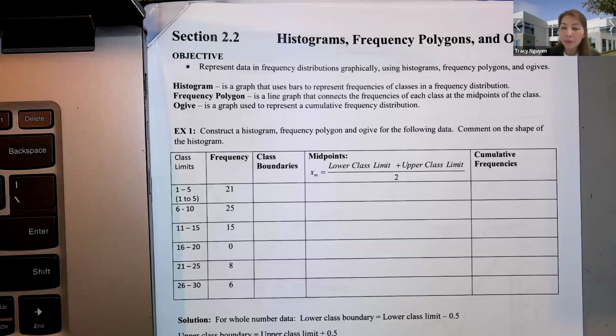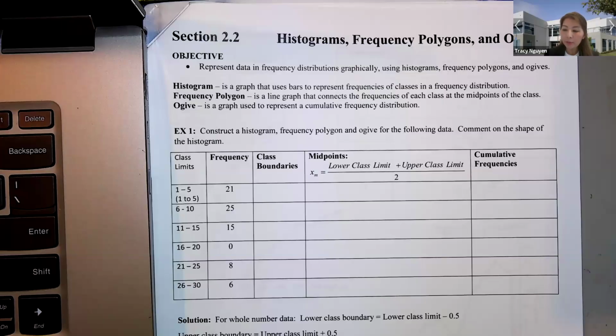For section 2.2, we have histograms, frequency polygons, and ogives. In 2.1, we already learned how to organize the data into a frequency distribution. In this lesson, we're going to use the frequency distribution to draw the graphs. The three graphs we focus on in this lesson are the histogram, frequency polygon, and ogive.